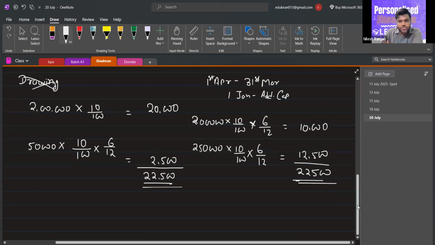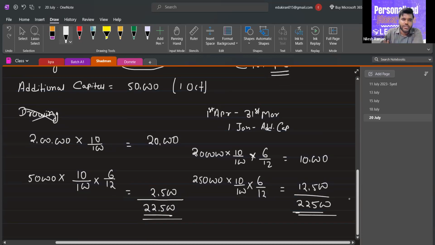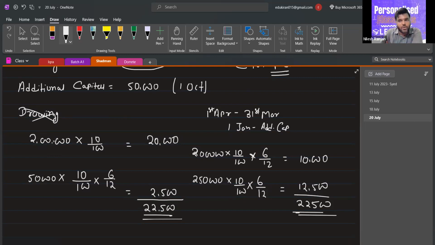So by either of these two methods, we can calculate interest. You can take the whole amount: this 2 lakh is kept in the business for 12 months, and this 50,000 is for 6 months. So we can calculate 2 lakh into 10% for 12 months and 50,000 into 10% for 6 months. Or we can calculate interest on the basis of change in amount. So 2 lakh is kept in the business for 6 months, after that it becomes 2,50,000. Generally, I prefer this method.